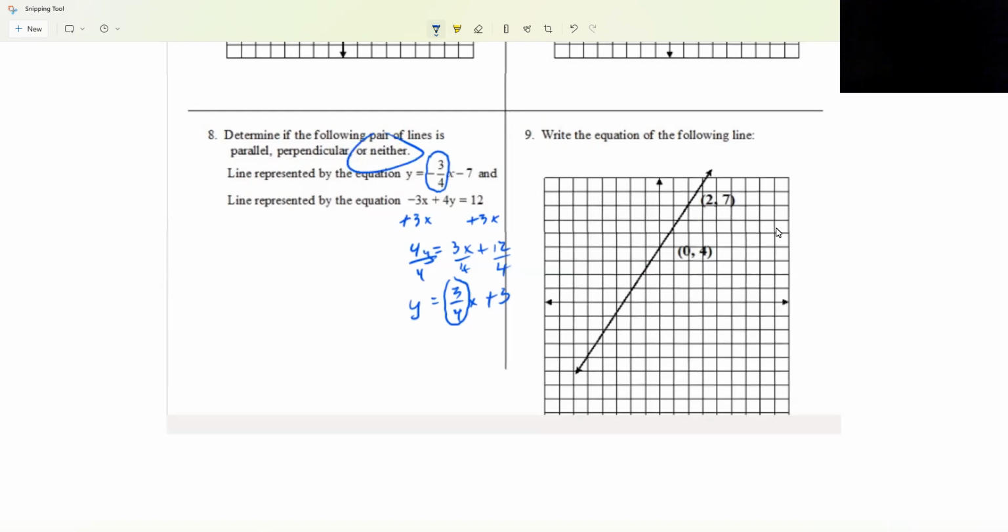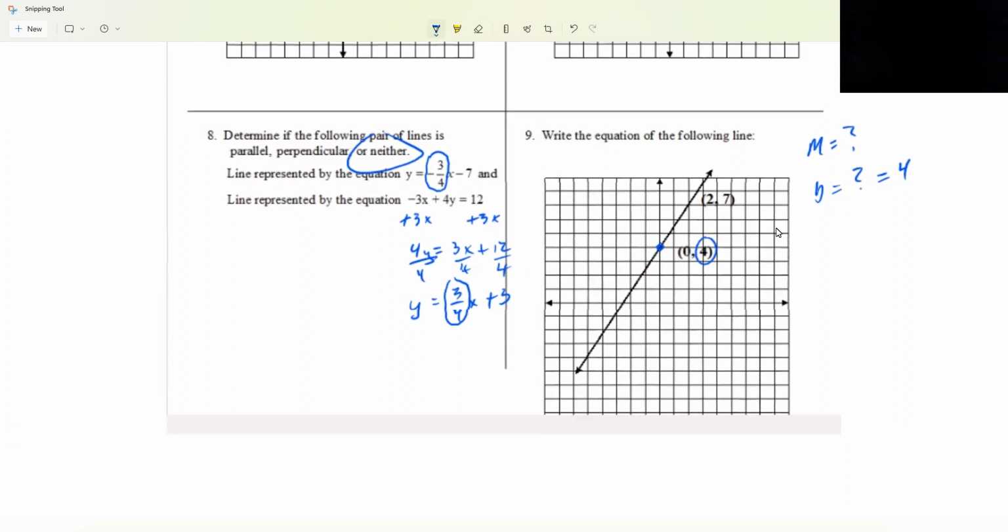Okay. Write the equation for the following line. And what I told you in the videos: what's m? What's b? Okay, b is pretty easy. It's right there. That's 4.